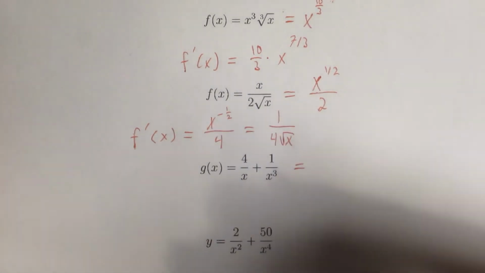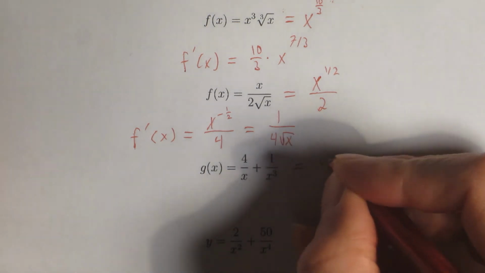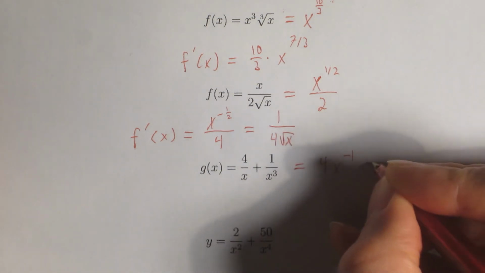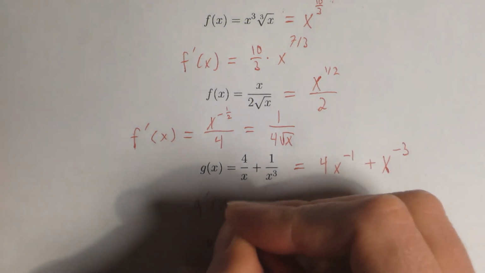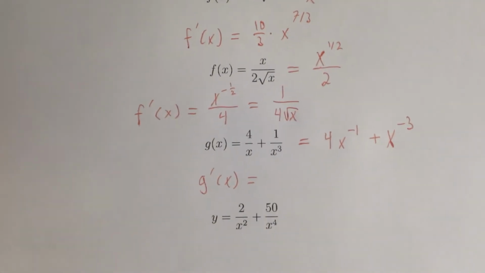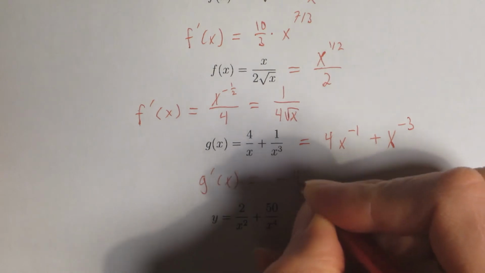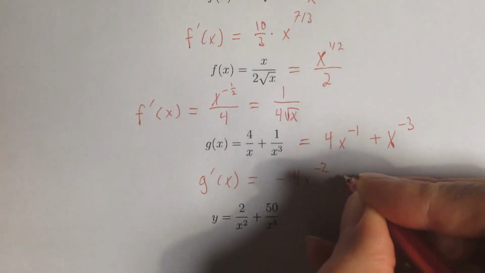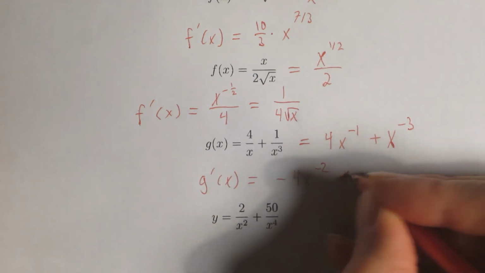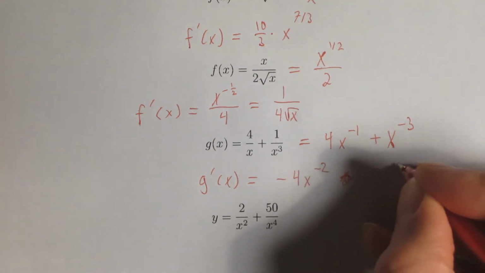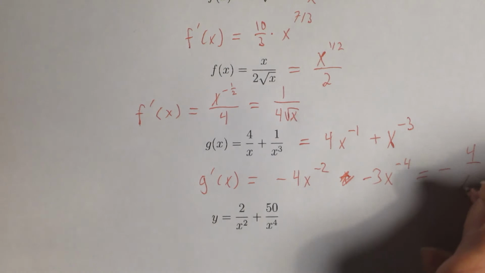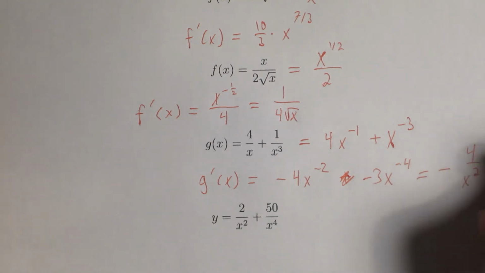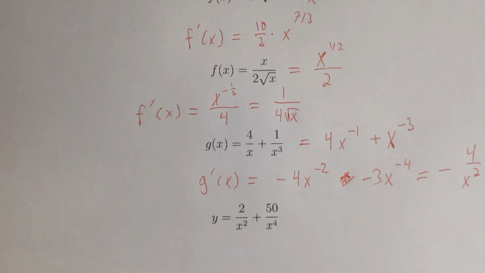Here, instead of using the quotient rule, it's much quicker to first rewrite your function like this, because then we immediately see that the derivative g prime x is minus 4x to the power of minus 2, 1 less than before, minus 3 times x to the power of minus 4, or you can also of course write your answer like this.